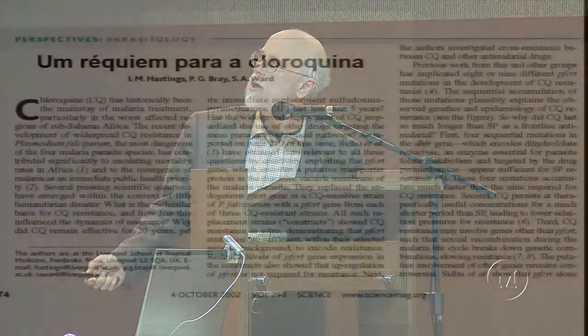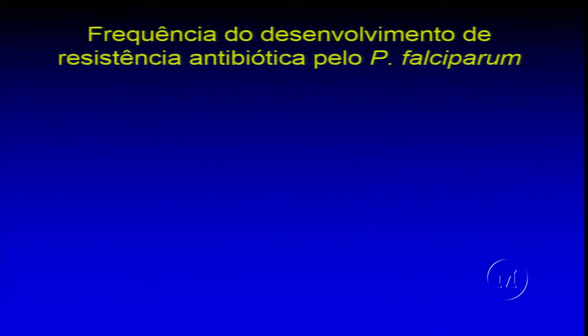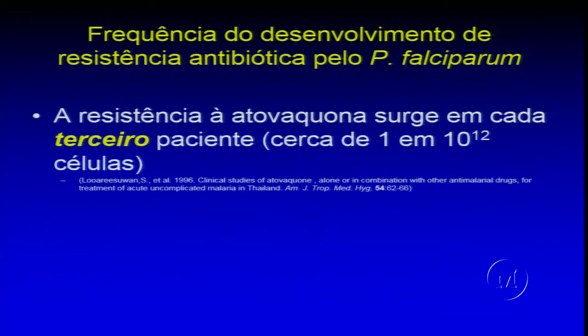For example, let me go back a slide. Okay, so this is the frequency of development of resistance to malaria. There's a drug called atovaquone, which has some anti-malarial activity. But it turns out that resistance to atovaquone arises in every third patient to which it is given.